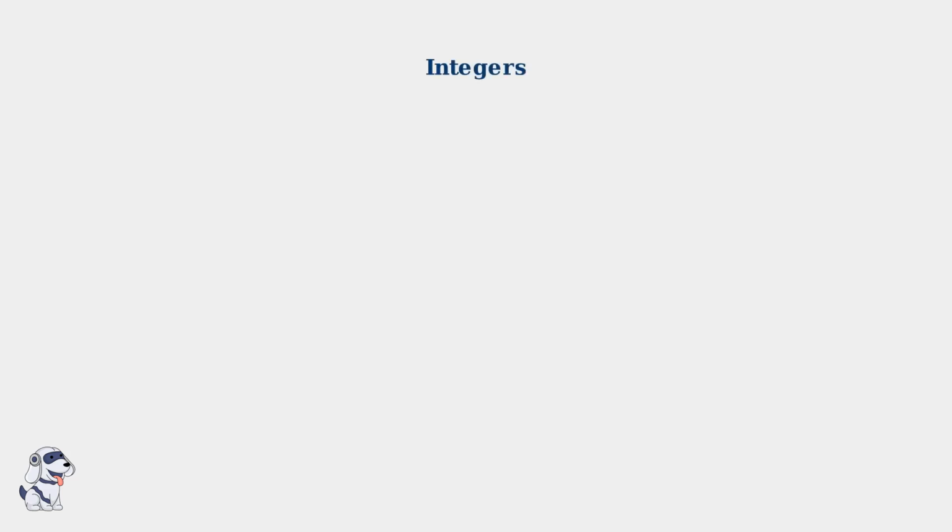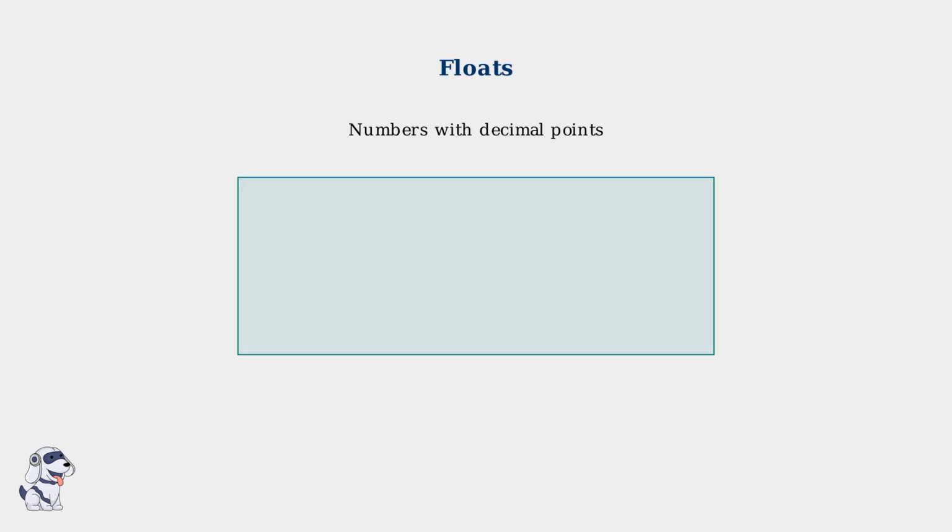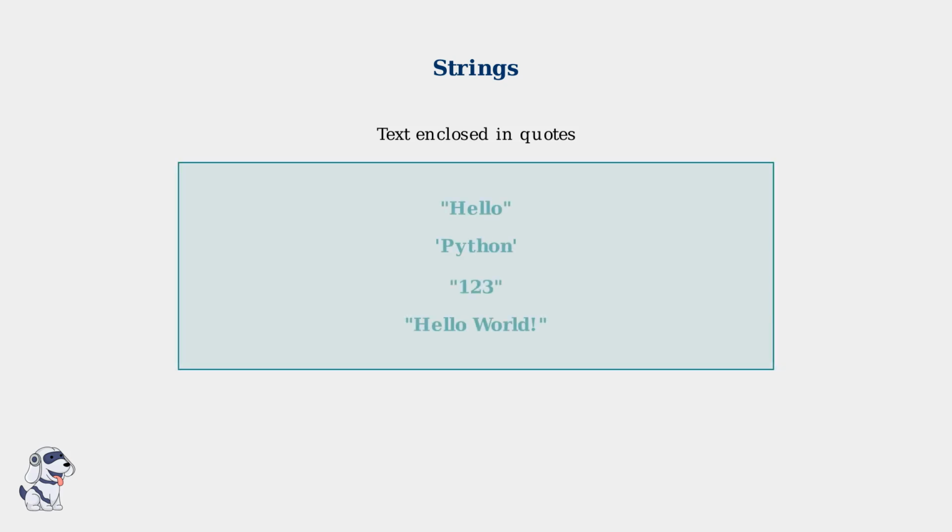Python has several basic data types that store different kinds of information. Let's start with integers, which are whole numbers without decimal points. Floats are numbers that contain decimal points. They allow us to represent fractional values and more precise measurements. Strings represent text data in Python. They are enclosed in quotes and can contain letters, numbers, spaces, and special characters.